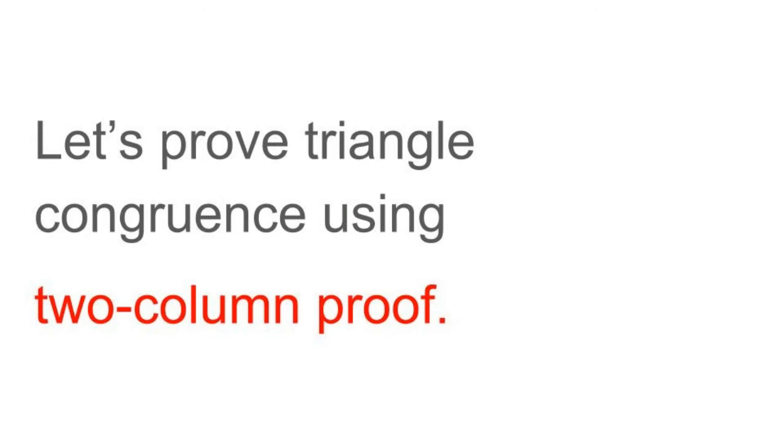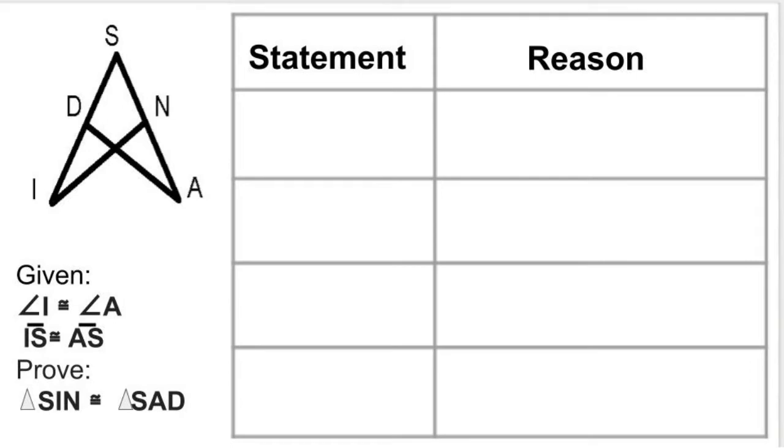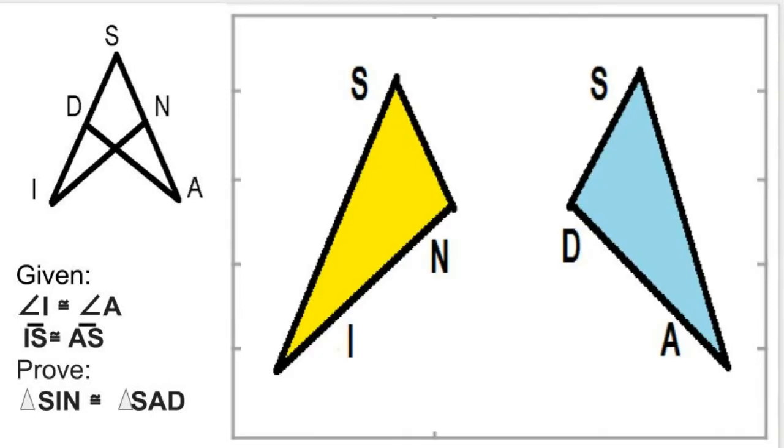Let's prove triangle congruence using a two-column proof. Example 1. Given: angle I is congruent to angle A, segment IS is congruent to segment AS. Prove: triangle SIN is congruent to triangle SAD. Sometimes it helps if we separate overlapping triangles. It looks like this.